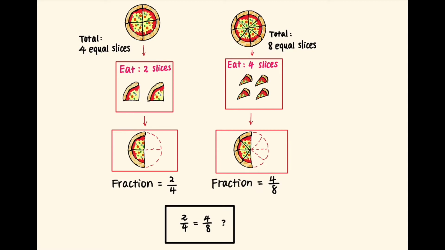2 over 4. Now on the right, let's cut the same pizza into 8 equal slices, and this time we're going to eat 4 slices. The fraction representing the amount of pizza we ate becomes 4 over 8. Now, if we compare the two pictures, they look the same. We ate the same fraction of pizza overall. So does it mean 2 on 4 is equal to 4 on 8?